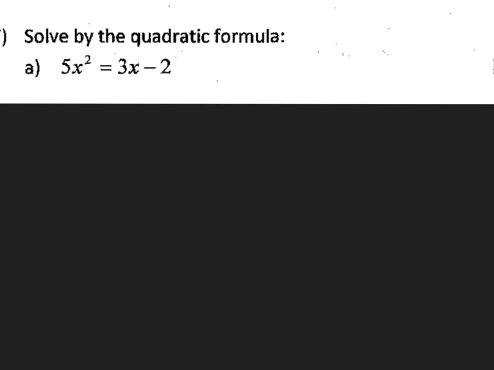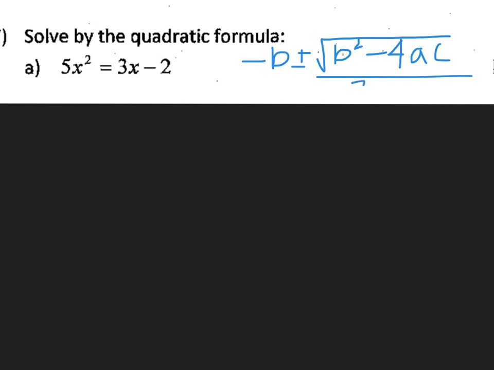Alright, first of all, we need to know the quadratic formula, and I have a story that I tell myself to help me remember it, and it goes like this. A negative boy couldn't decide to attend a radical party, so he decided to be square and miss out on 4 awesome chicks, and the party wasn't over until 2 a.m.